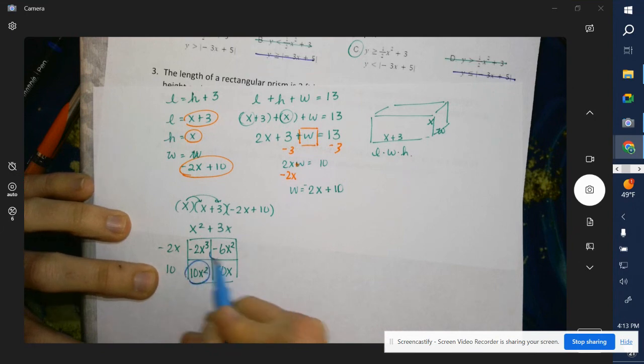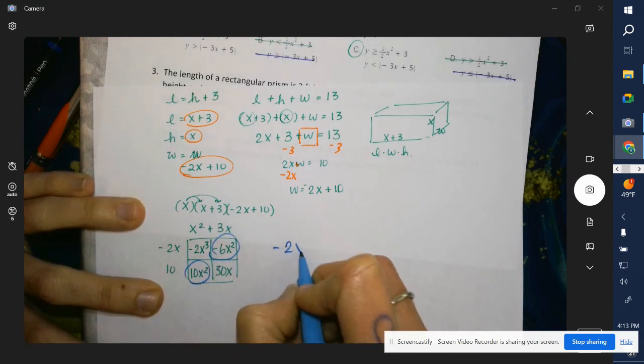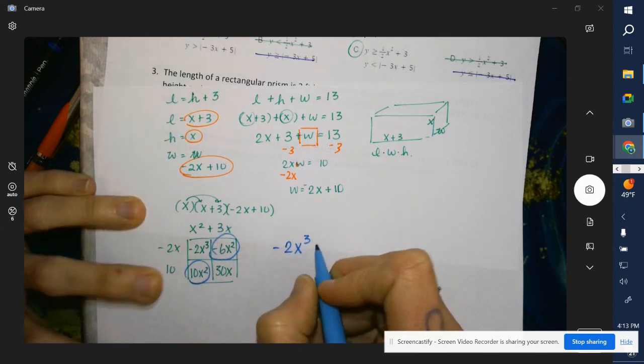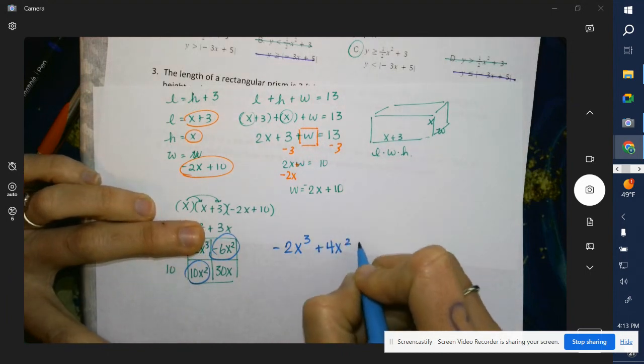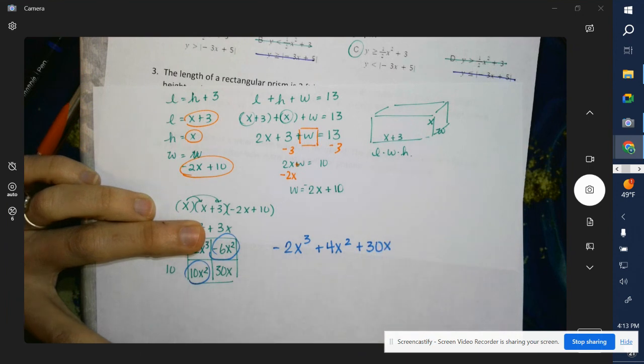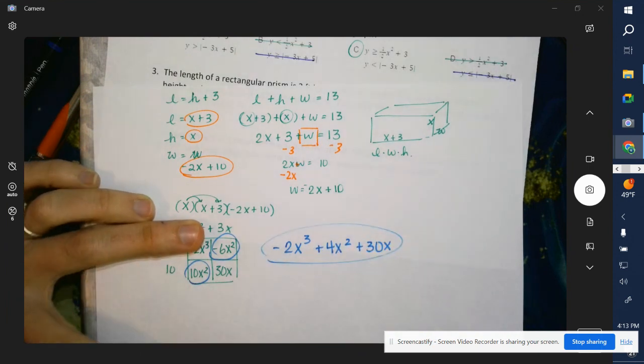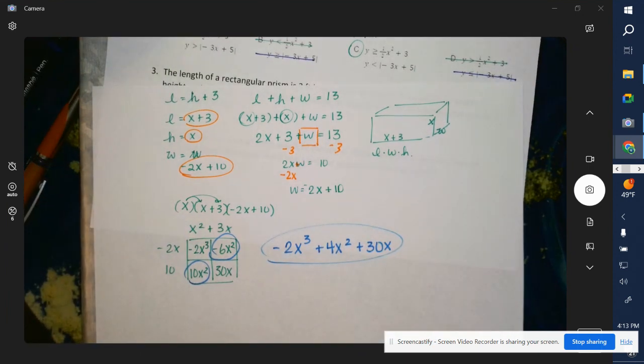So any like terms, we do have like terms on the diagonal. So we're going to pull out our negative 2x to the third power. If I have 10 and I lose 6, I'm going to have 4x squared. Then last but not least, 30x. And that's going to be the volume of that prism.